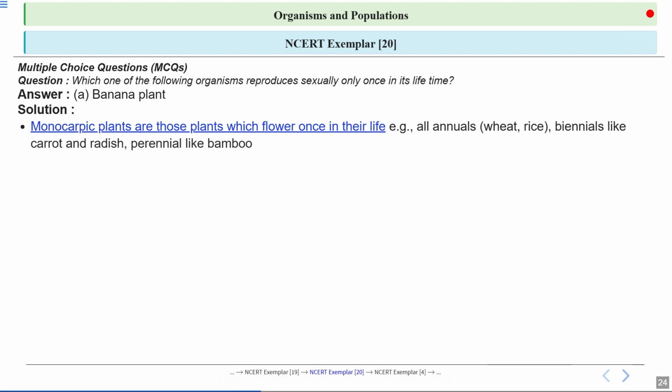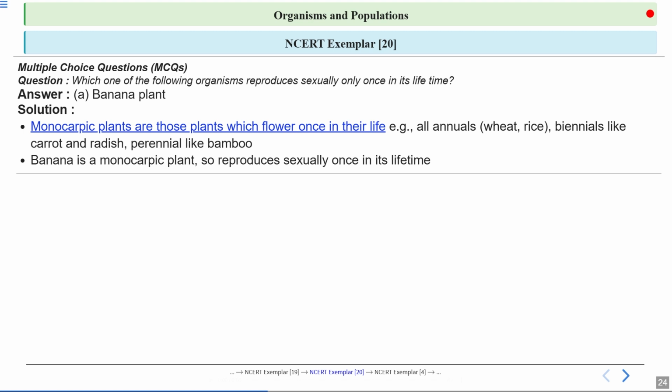Now, these plants are monocarpic. So what are monocarpic plants? These are the plants that flower just once in their entire life. Examples include wheat and rice. Now let's focus on the banana plant. It is a classic example of a monocarpic plant. This means it reproduces sexually only once before dying.